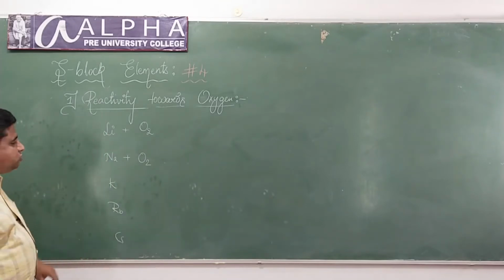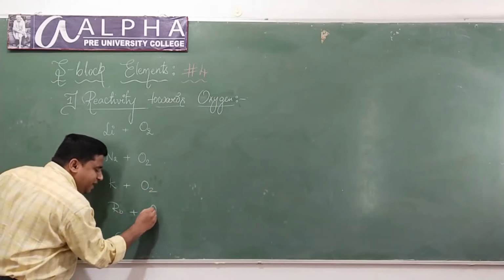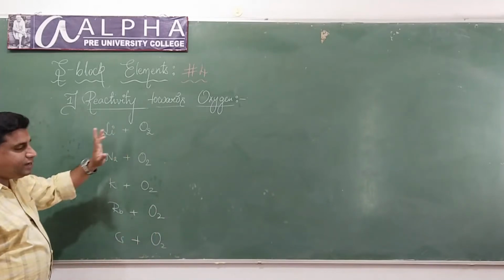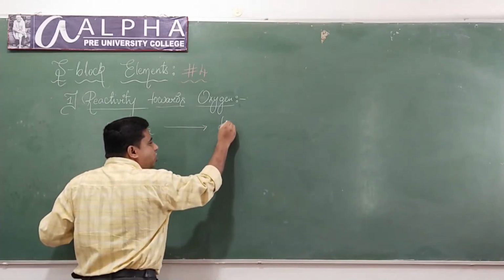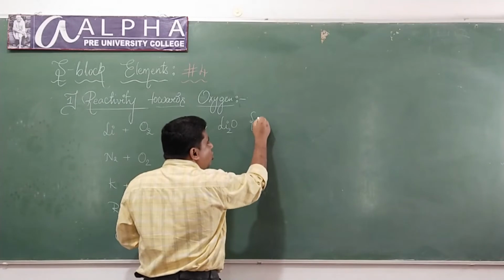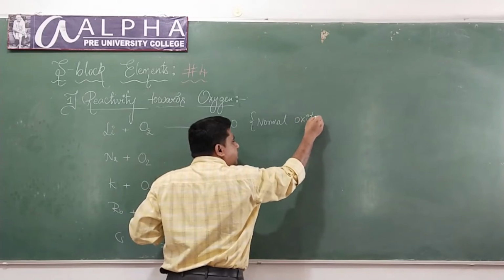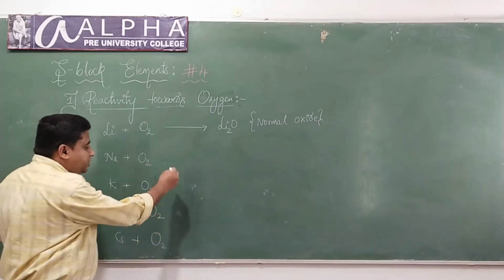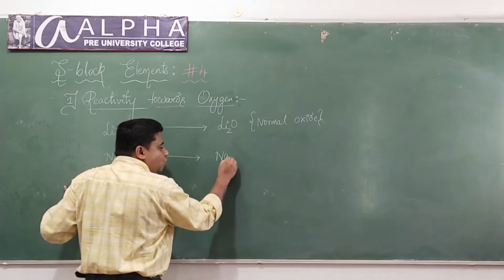So when lithium reacts with oxygen, when sodium reacts with oxygen, when potassium, rubidium, and cesium react with oxygen, look here: when lithium reacts with oxygen, it forms a normal oxide, that is lithium oxide. Understood? Whereas when sodium reacts with oxygen, what does it form? It will form sodium peroxide.